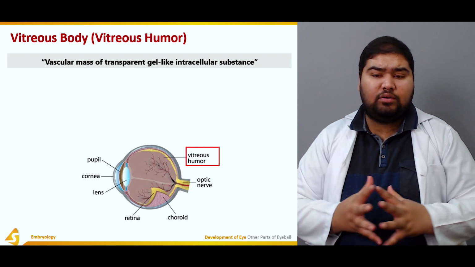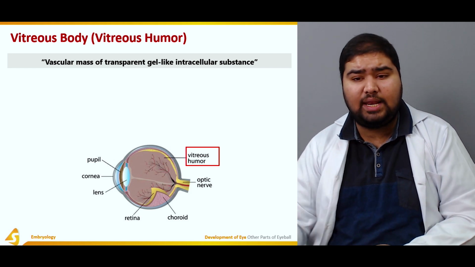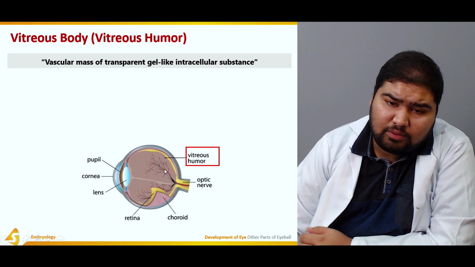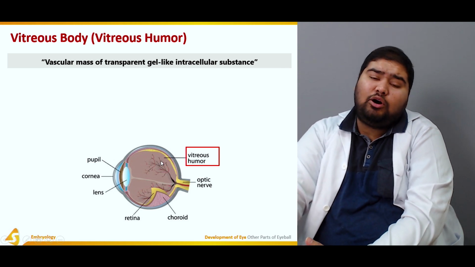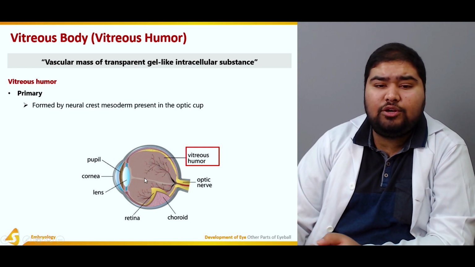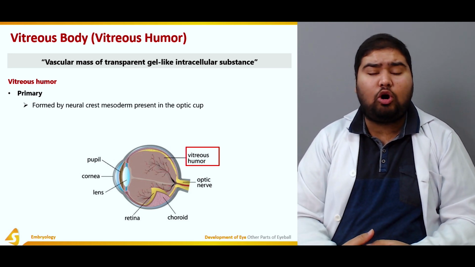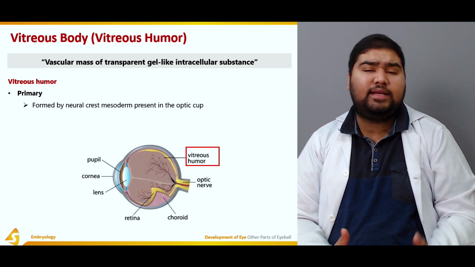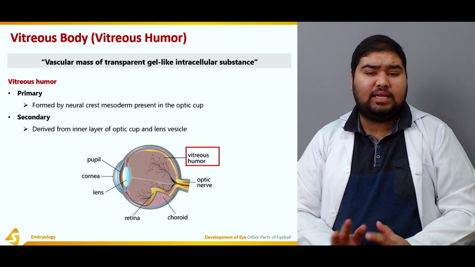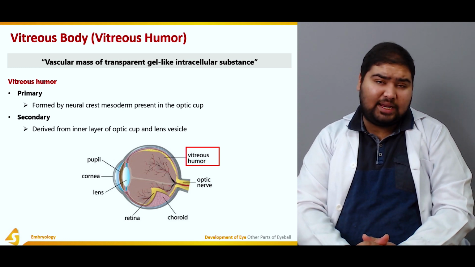Now let's talk about the vitreous body or the vitreous humor. It is an avascular mass of transparent gel-like intracellular substance. So in this region lies the vitreous humor. It is an avascular mass or a jelly-like structure that is present inside the eye. Now vitreous humor is primarily formed by the neural crest mesoderm, which is present in the optic cup. So the neural crest mesoderm contributes to the formation of the vitreous body. It is secondarily derived from the inner layer of the optic cup and the lens vesicle as well.